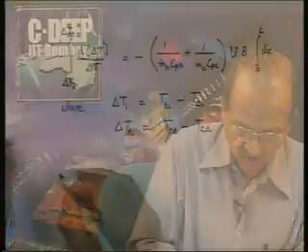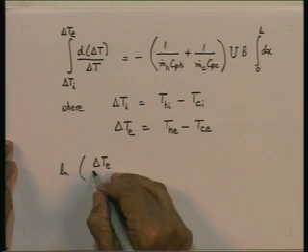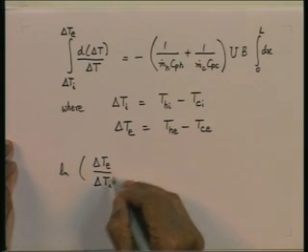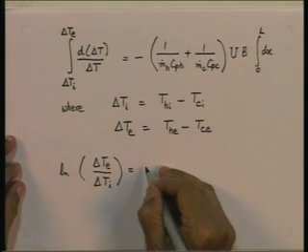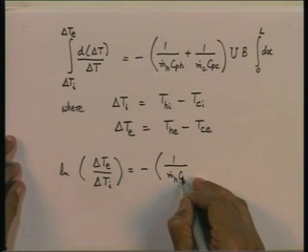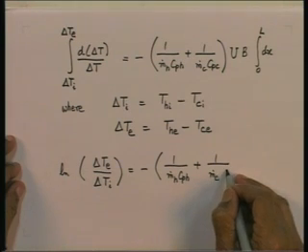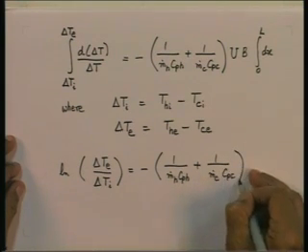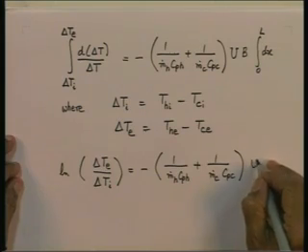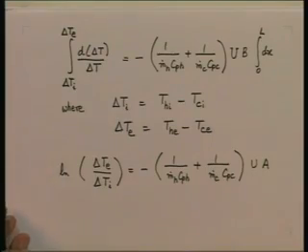Now, therefore, with the integration, I will get log to the base e of delta T E by delta T I, that is the left hand side, is equal to minus 1 upon m dot h Cph plus 1 upon m dot c Cpc, multiplied by U multiplied by B L, which is nothing but A, the area A of the heat transfer surface.